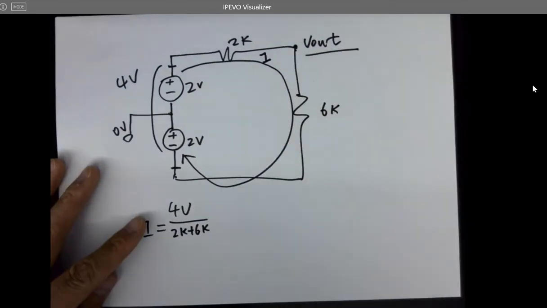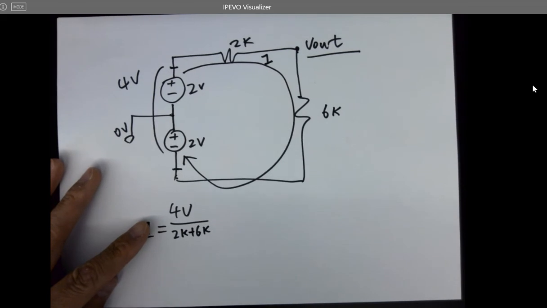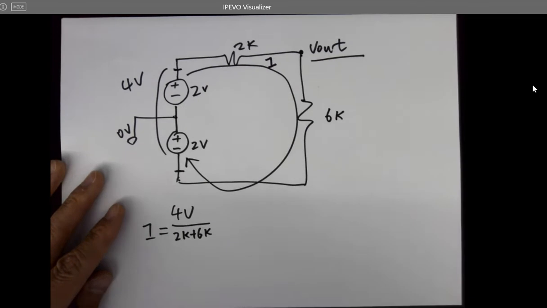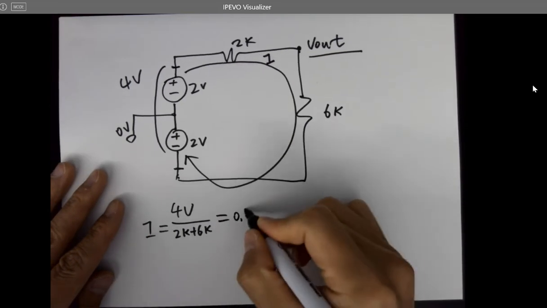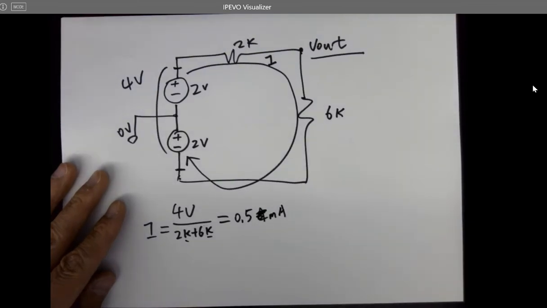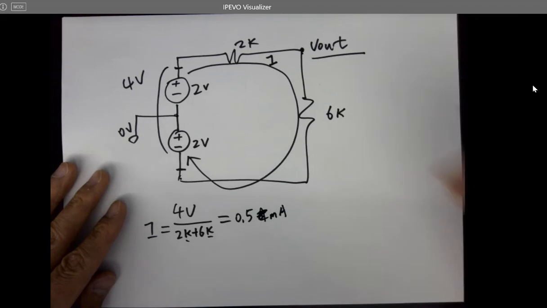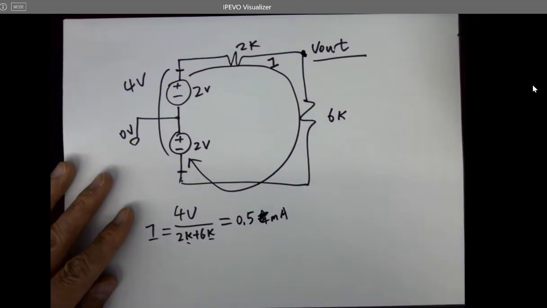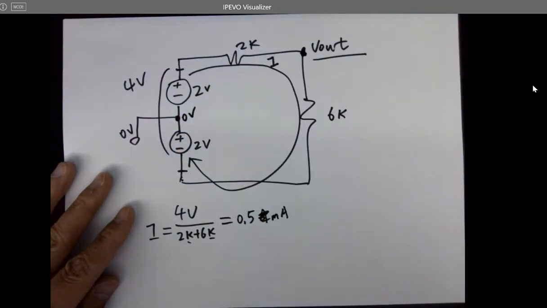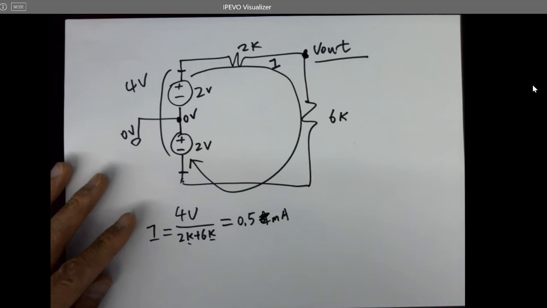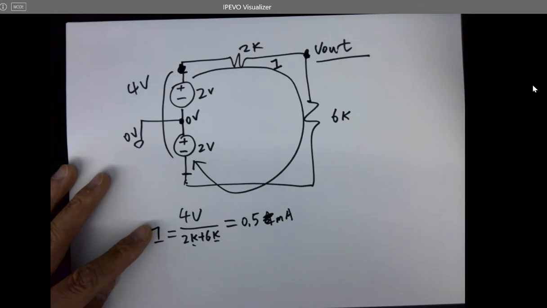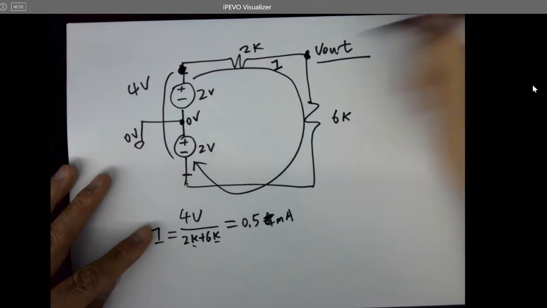So what is Vout? What is this first? 0.5 amp? Oh, milliamp? It's a K, right? So it's milliamp. So the voltage here, how do you calculate it? The voltage here compared to the ground, here is ground. There are a few ways to calculate it. So what's the voltage here compared to ground? That's 402. That's zero.